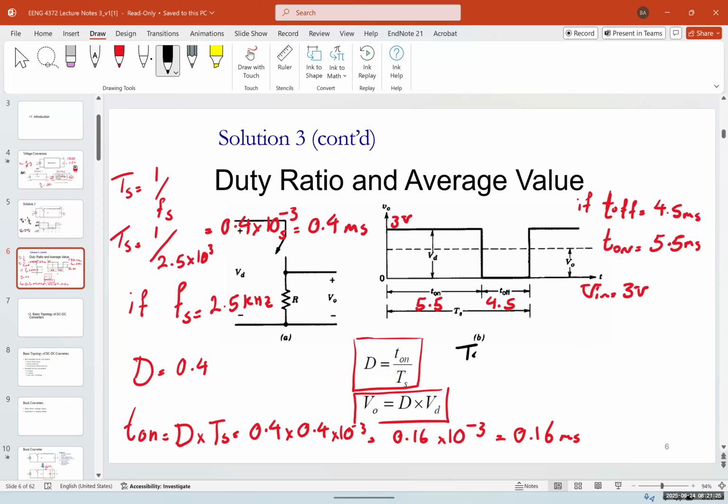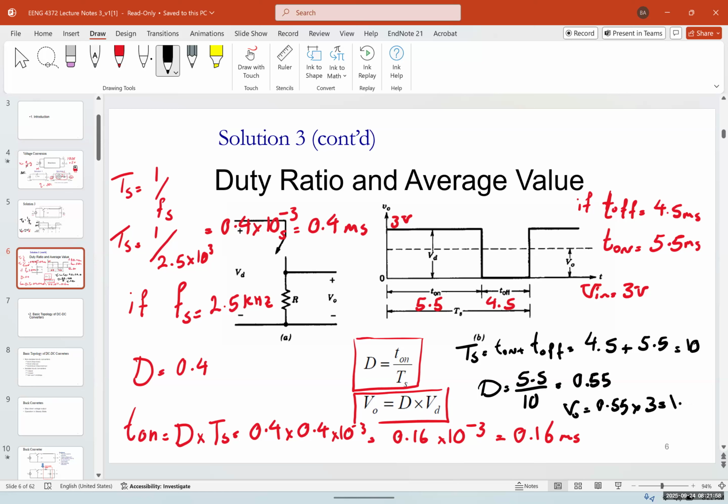So TS, which is the period, is equal to T on plus T off, which is 4.5 milliseconds plus 5.5 milliseconds. Because all of them are in milliseconds, we don't need to convert, so it's going to be 10. D would be equal to 5.5, which is T on, over 10, which gives us 0.55. And the output voltage, V out, would be equal to 0.55, which is D, times 3, which is 1.65.